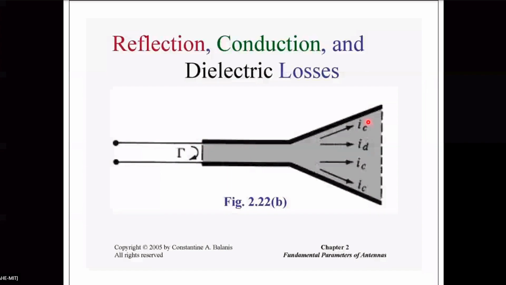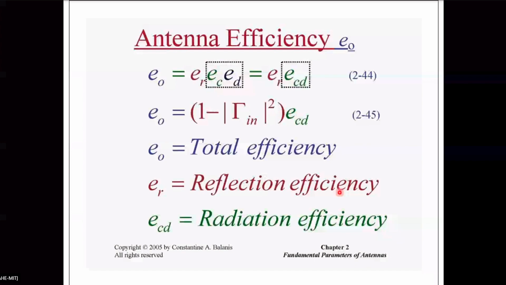So in the antenna, there is conduction loss and dielectric loss. Conduction loss is due to the current flowing in the metallic body, and dielectric loss is because of the dielectric material within the antenna. So there are reflection loss, conduction loss, and dielectric loss. Each will contribute to an efficiency.